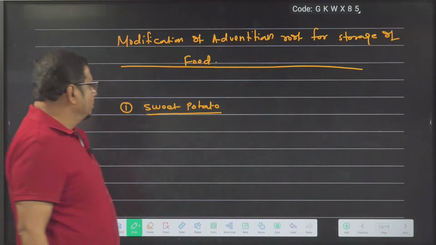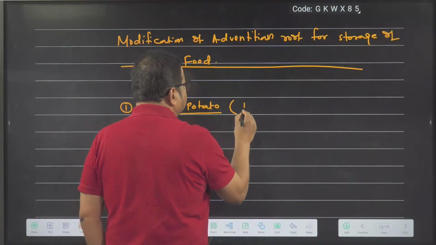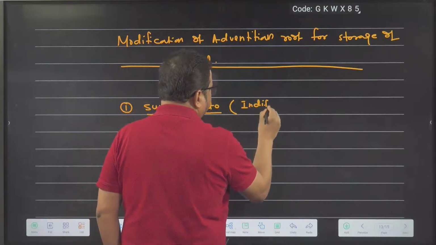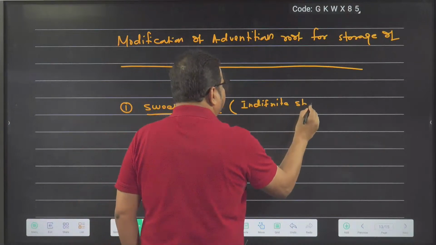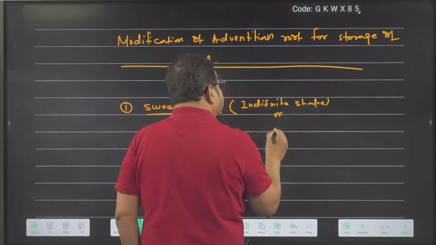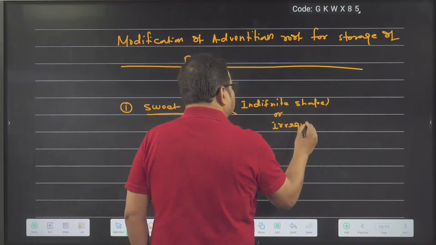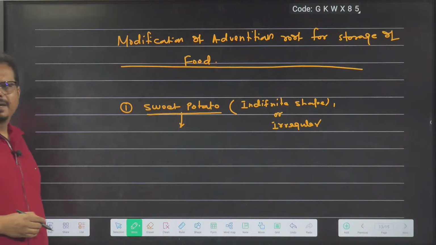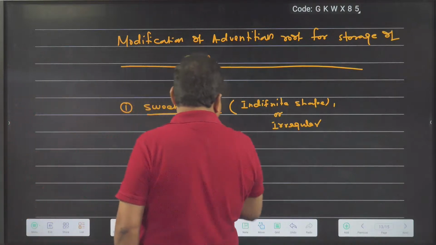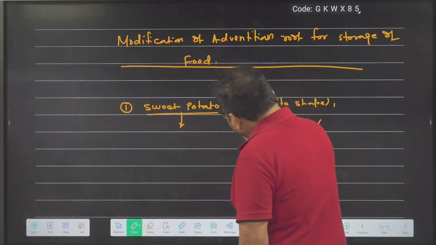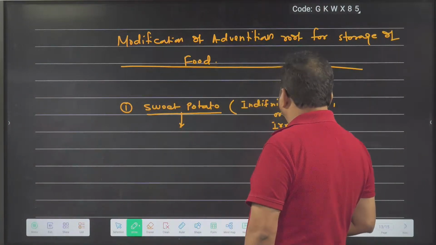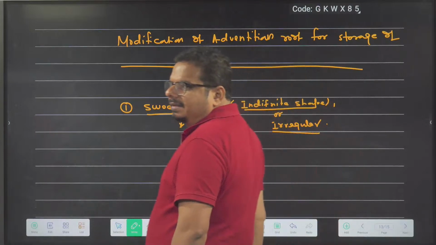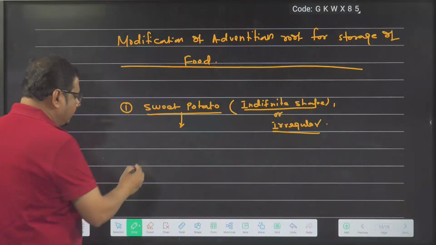Got the idea? In sweet potato, which type of shape is there? Indefinite shape. Sweet potato, you have seen, or we can say irregular. Sweet potato, Ipomoea batatas. What is the scientific name? Ipomoea batatas. In sweet potato, the adventitious root is modified to store food. And the shape is indefinite or irregular. Got the idea?